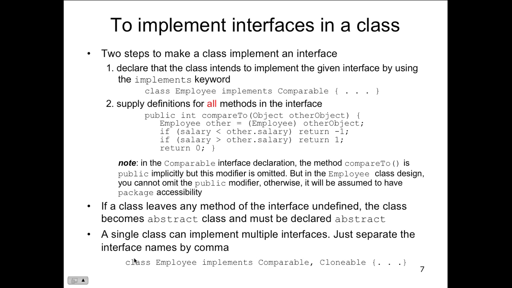It takes a couple of practice. I have some examples as well, so I'll show you some examples with it. A single class can implement multiple interfaces. Just separate the interfaces by a comma. So we have class Employee implements Comparable, Cloneable, whatever we want.